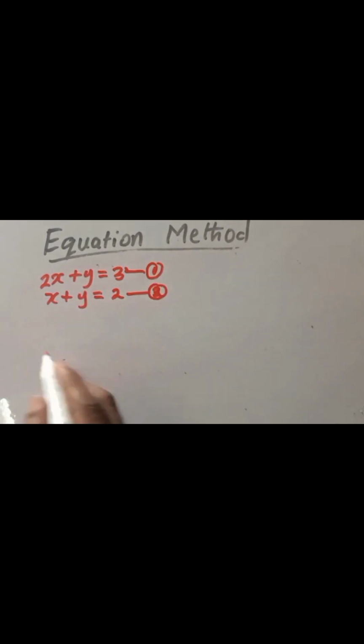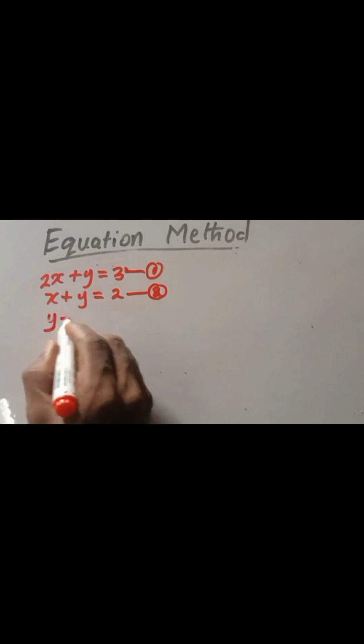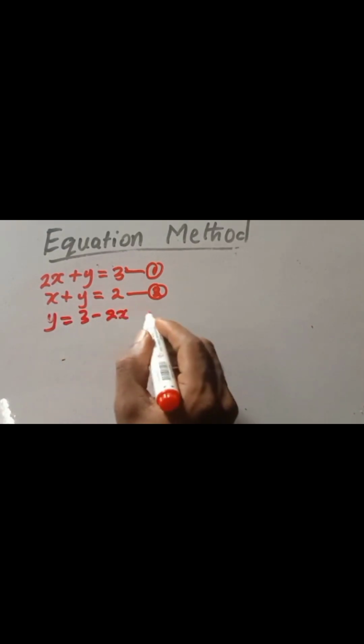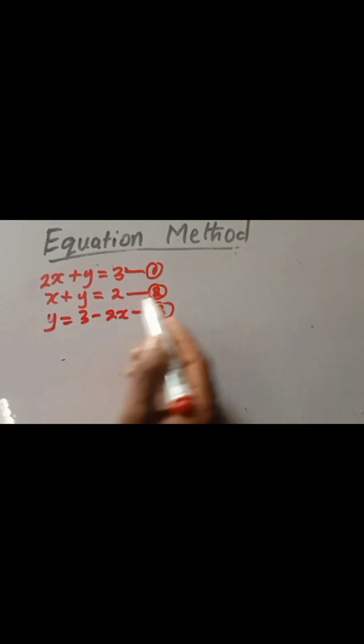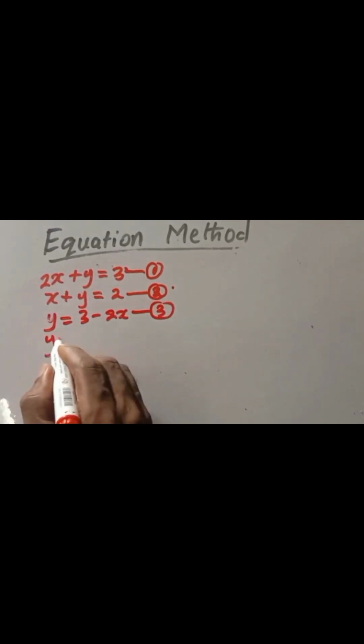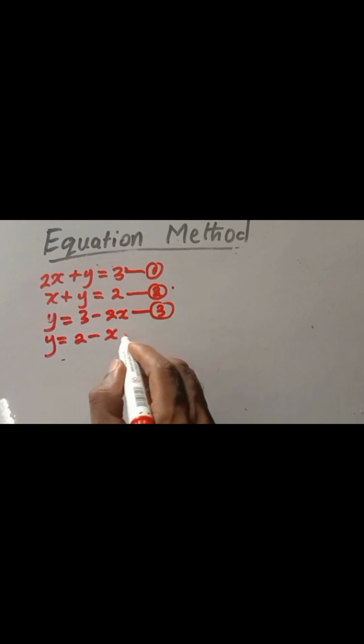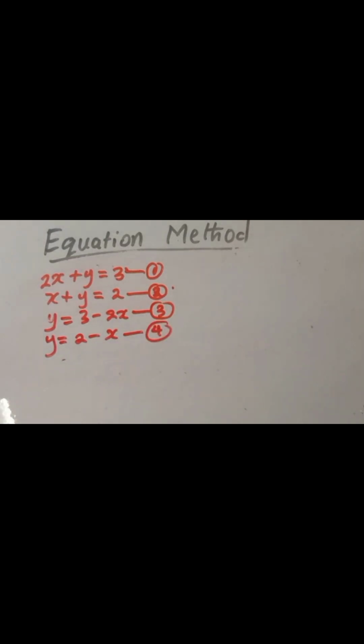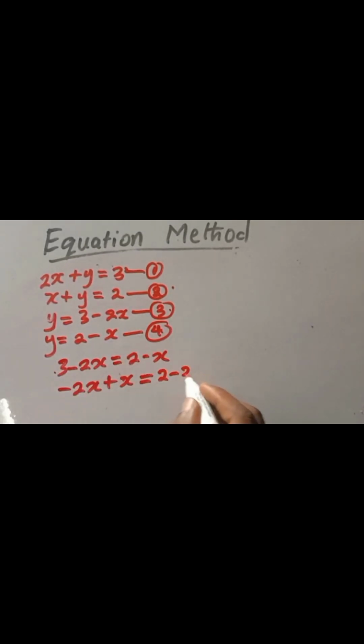So from equation 1, we have it that y will be equal to 3 minus 2x, and that will give us equation 3. Then from equation 2, we have it that y will be equal to 2 minus x, and that will give you equation 4. Right, so what do we do? We equate equation 3 and equation 4. We'll have 3 minus 2x equals 2 minus x. Alright, then we'll collect like terms. So we have minus 2x plus x, which will be equal to 2 minus 3, as the plus 3 crosses.